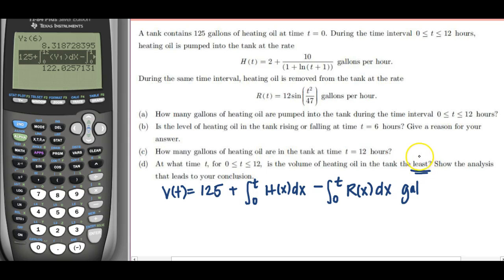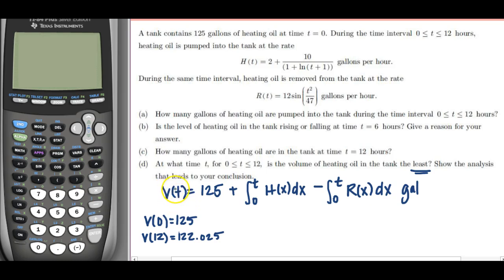And in order to find the minimum, we're going to need to check the endpoints and the critical points. So the endpoints are 0 and 12. So we need V of 0, the amount of oil in the tank at time 0. We're going to need V of 12. Well, thankfully, we have those values. At time 0, there was 125 gallons. At time 12, we just did that in part C. So that was 122 gallons, 122.025 gallons.